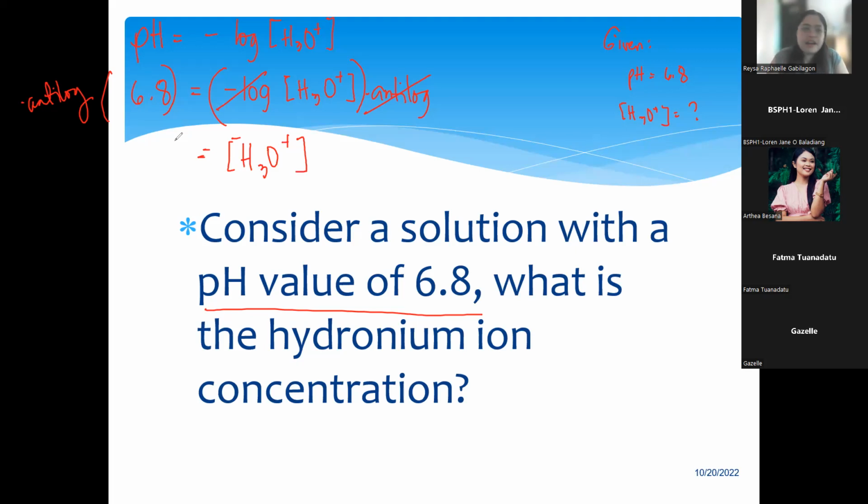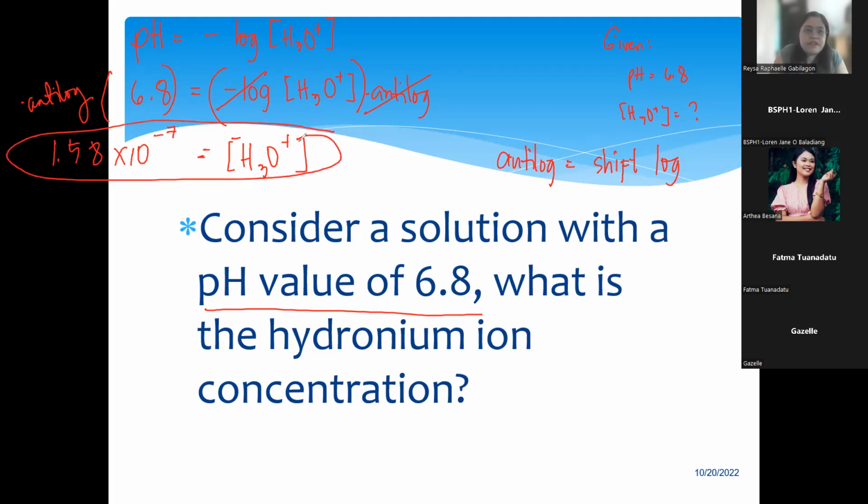This is shift log. Pag sinabing anti-log sa calculator class, ang gagawin mo ay shift. Pindutin mo yung shift, hanapin yung shift dyan. Tapos, pindutin nyo yung log. So, shift log, tapos negative. Remember, sinama natin si negative. Negative 6.8. The answer is 2 decimal places, 1.58 times 10 raised to the power of negative 7. Okay, this is the correct answer.